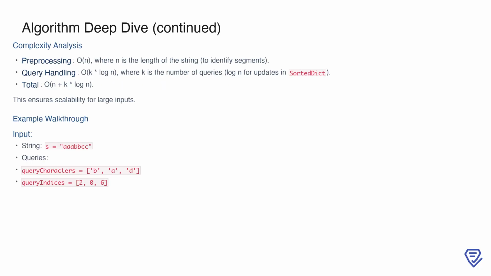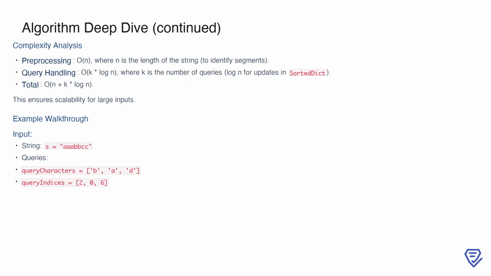Now let's analyze the complexity of the algorithm. The pre-processing step, where we identify initial segments, takes linear time, or O(n), where n is the length of the string. Query handling, which involves operations like splitting, merging, and updating the data structure, takes O(log n) per query due to the efficiency of the sorted dict. Since there are k queries, the total time complexity for query handling is O(k * log n). Combining these, the overall complexity of the algorithm is O(n + k * log n), which ensures that it scales well even for large strings and numerous queries.